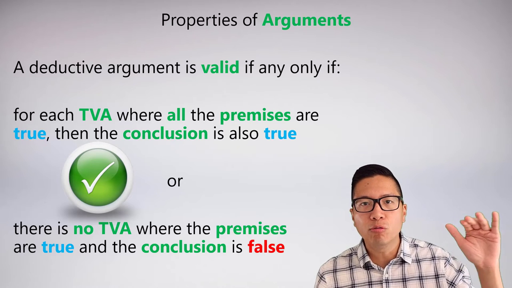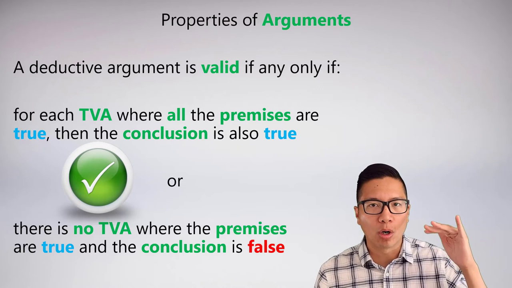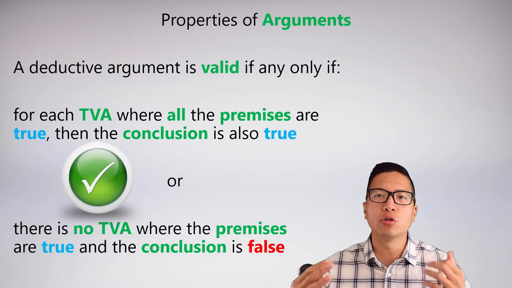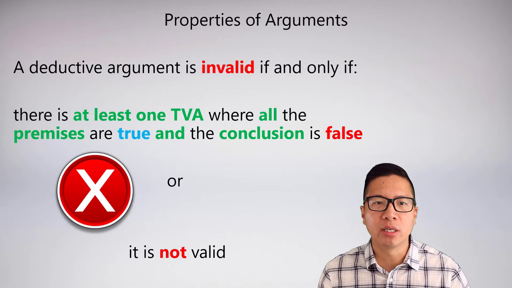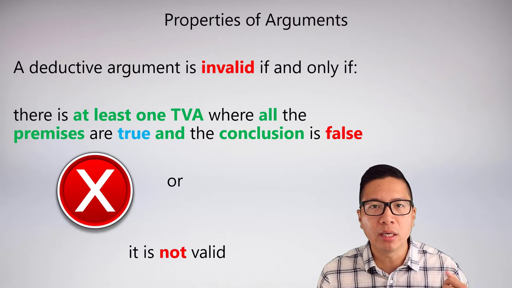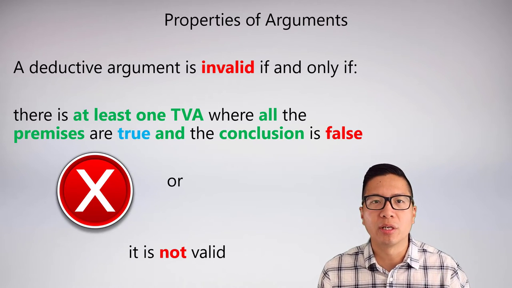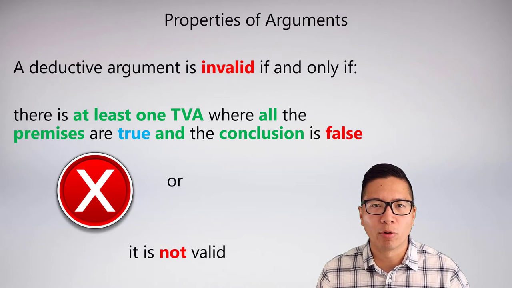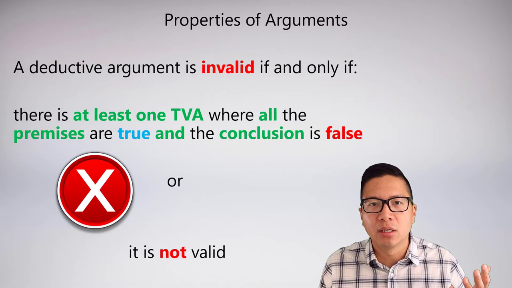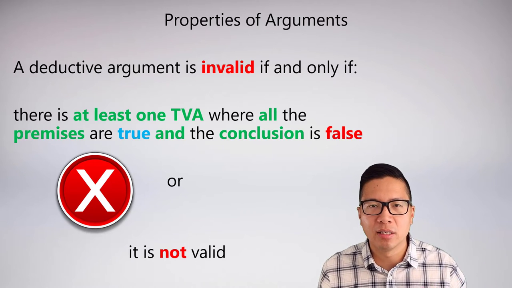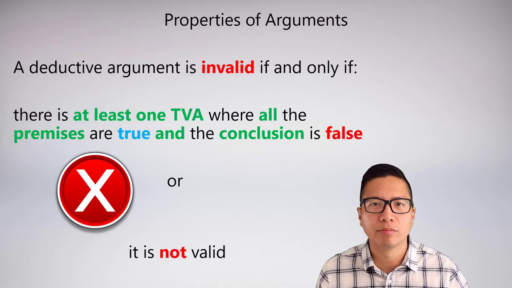Or there is no row, there is no TVA, where all the premises are true and the conclusion is false at the same time. Now, the definition of invalidity is just the opposite of validity, so it says it is possible. So the definition of invalidity in this case says there is at least one row, one TVA, where all the premises are true and the conclusion is false. Or you can just say it's invalid if it's not valid, but that's not too helpful.